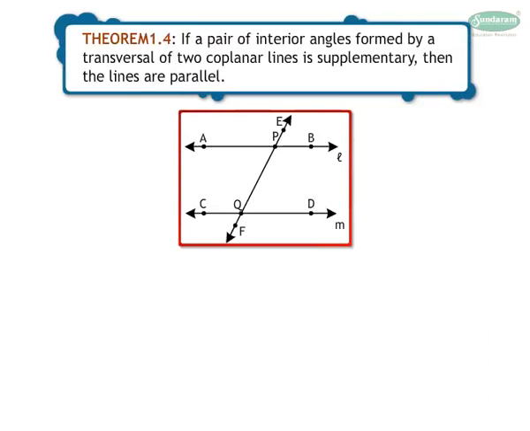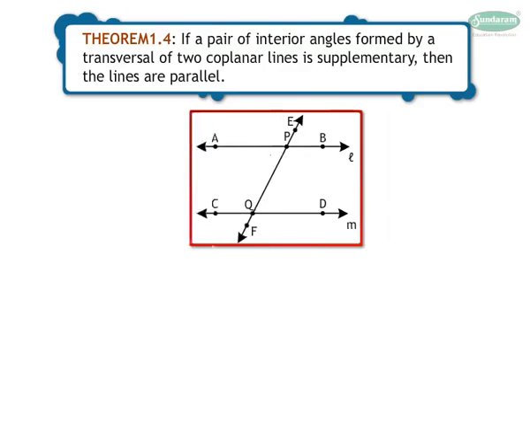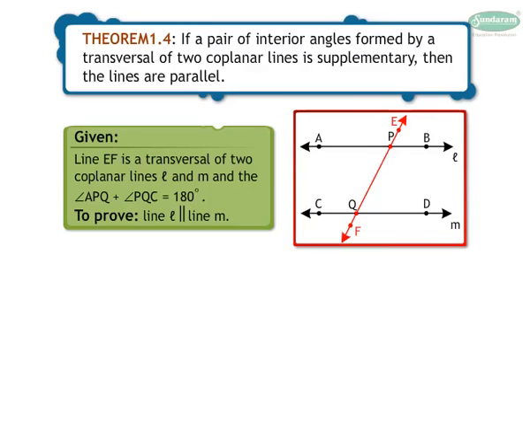Theorem 1.4. If a pair of interior angles formed by a transversal of two coplanar lines is supplementary, then the lines are parallel. It is given that line EF is a transversal of two coplanar lines L and M, and the measure of angle APQ plus the measure of angle PQC is 180 degrees. We have to prove that line L is parallel to line M.